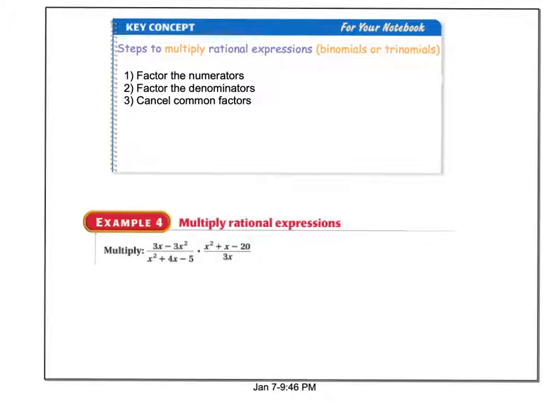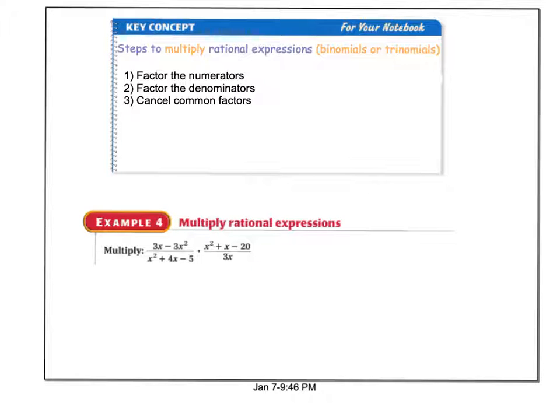Now we can multiply rational expressions where the numerators and denominators are made up of binomials or trinomials. Your steps are 1. Factor the numerators. 2. Factor the denominators. 3. Cancel any common factors.